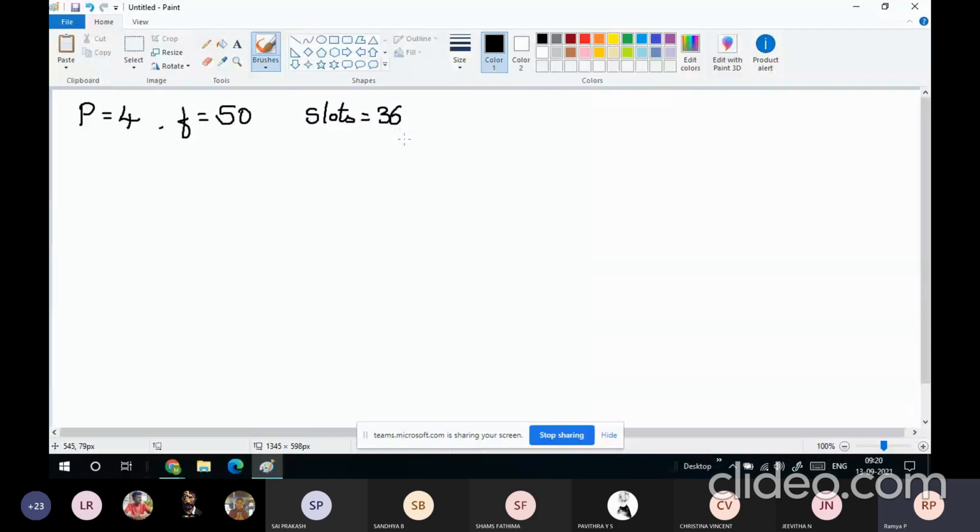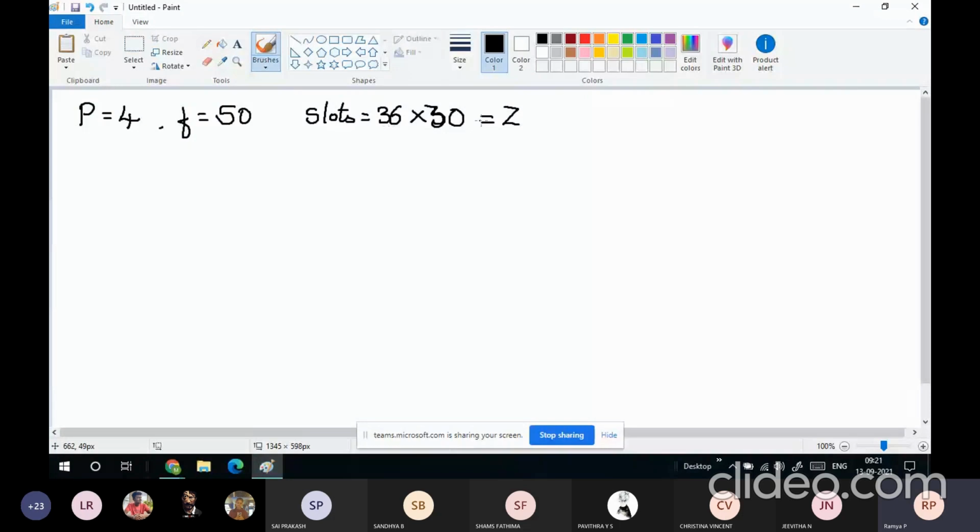30 conductors per slot, and there are 36 slots, so I'm going to multiply these to get the value for Z here. Or if you want, you can write it down separately and then multiply. The number of slots is 36 and each slot has 30 conductors. So what is the total number of conductors? That will be 30 into 36, slots into conductors per slot.